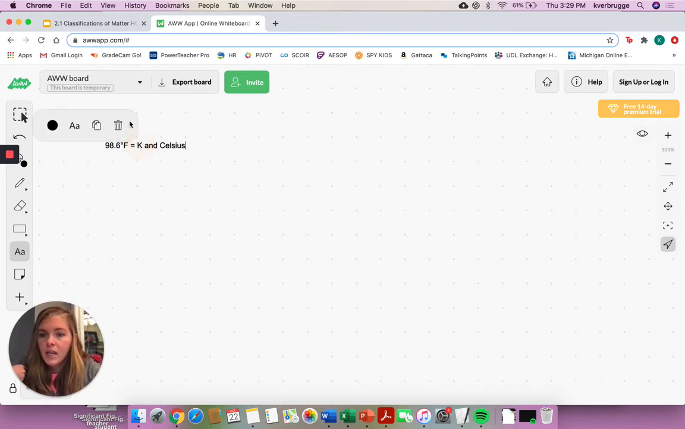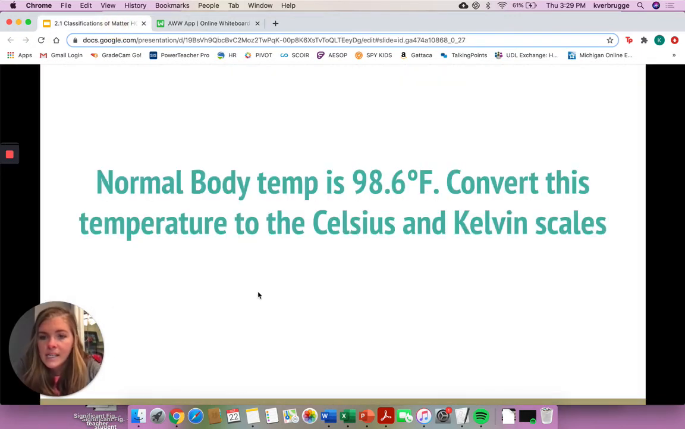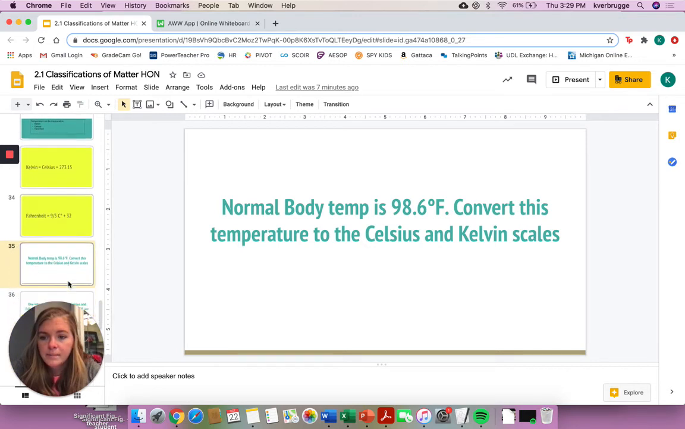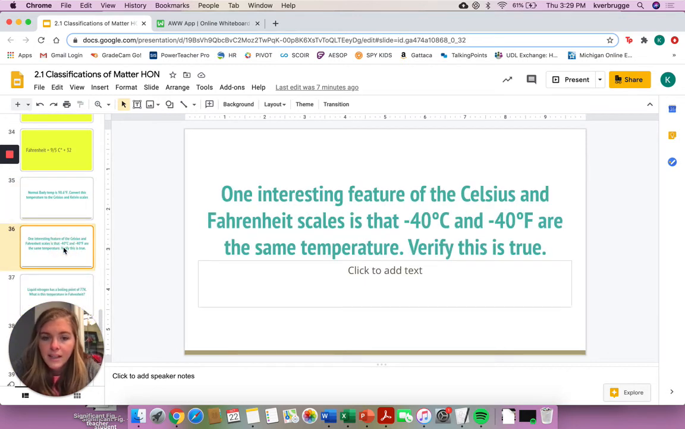Alrighty, our next practice problem I want you to try on your own. One interesting feature of the Celsius and Fahrenheit scales is that -40 degrees Celsius and -40 degrees Fahrenheit are the same temperature. Verify that that is true. Go ahead and pause the video real quick and try to solve that question for me.